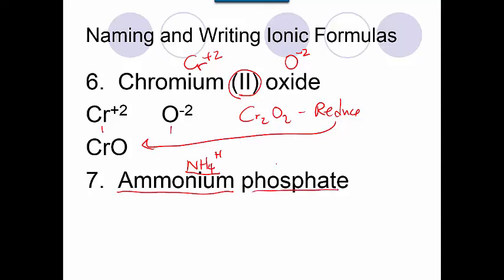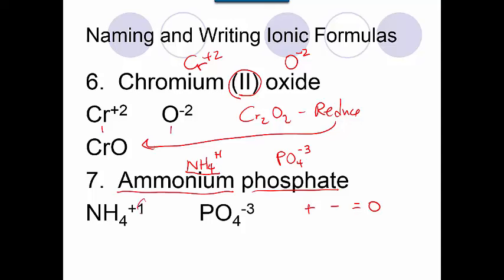Phosphate is another one that was on that list. It is PO4, and it has a -3 charge. We're trying to have the exact same thing happen. Okay, NH4 +1, PO4 -3. We're still trying to get our plus and our minus to equal 0. That is the whole goal of making an ionic formula.